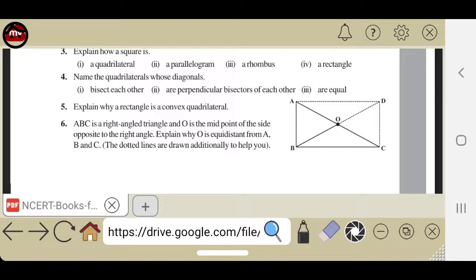Explain why a rectangle is a convex quadrilateral. In a rectangle, we can draw a diagonal in the interior. So it is a convex quadrilateral.